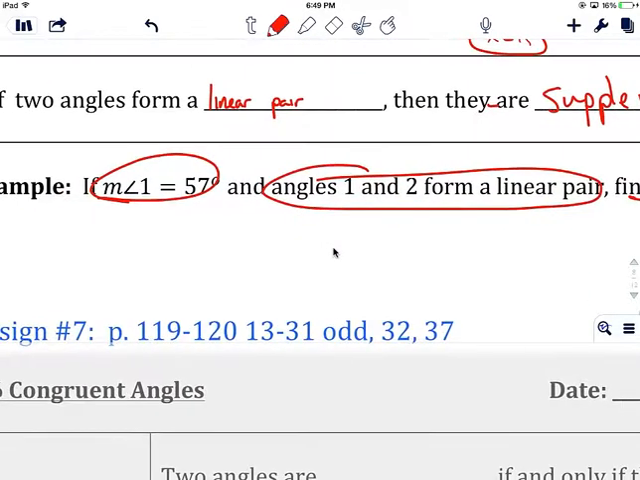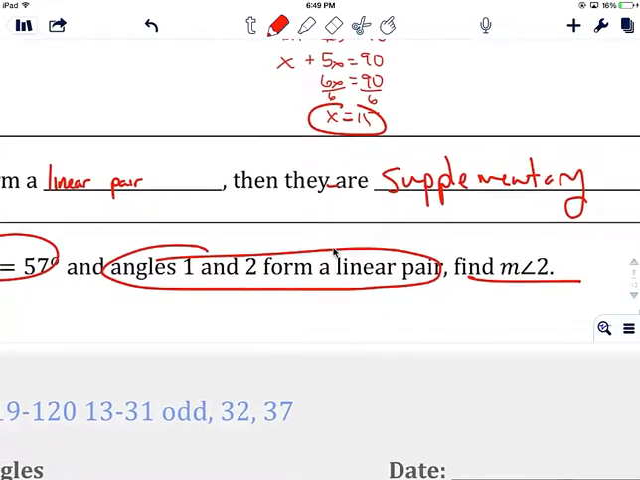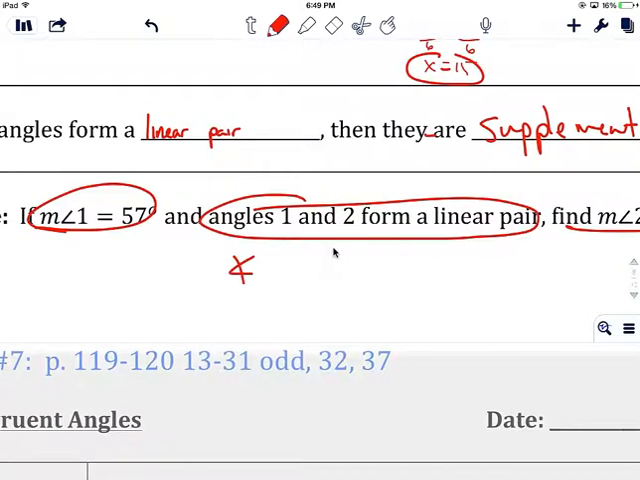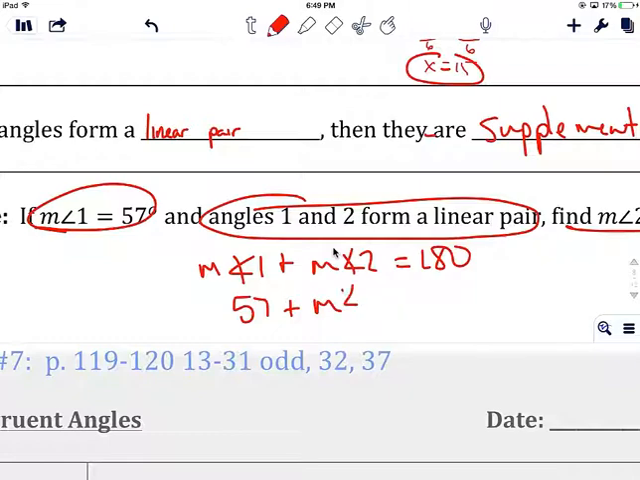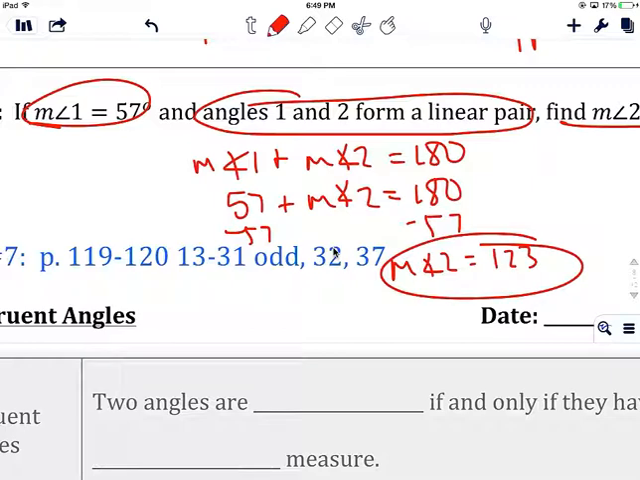All right. Well, if they form a linear pair, that means they're supplementary, which then means they add up to be 180 degrees. So angle 1 plus the measure of angle 2 should be 180. Well, I know angle 1 is 57. Substitute it in, subtract 57 from both sides. Measure of angle 2 equals 123 degrees.